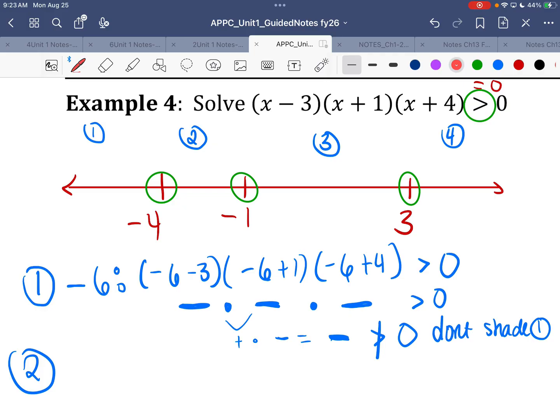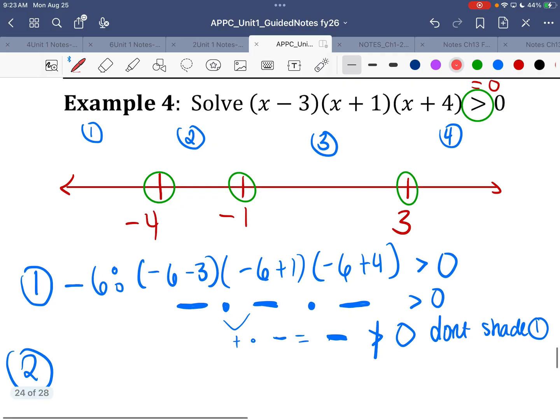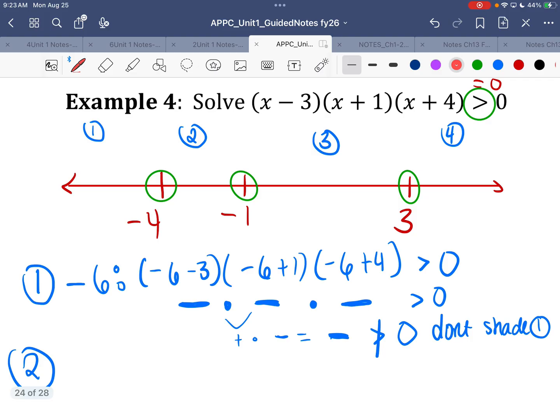Okay, now a number between -4 and -1. Oh, sorry. Someone said -2 earlier, so I was trying to... -2, there we go, okay. -2 is in this interval.